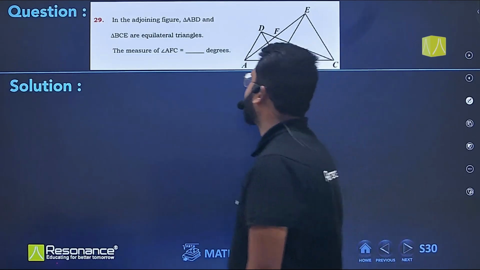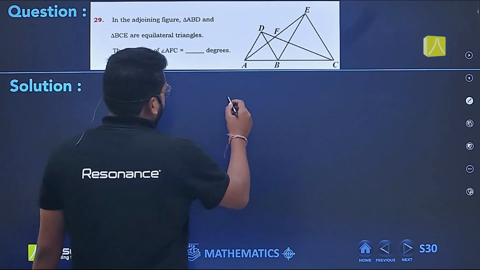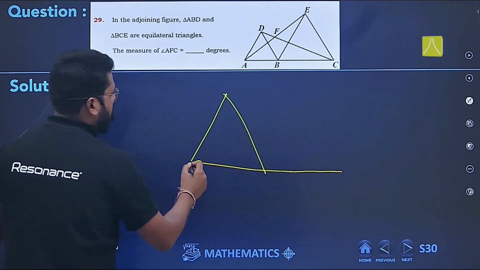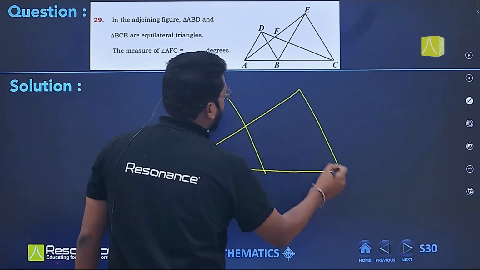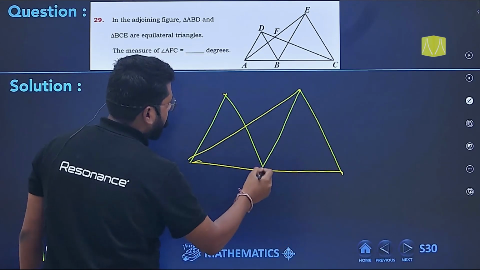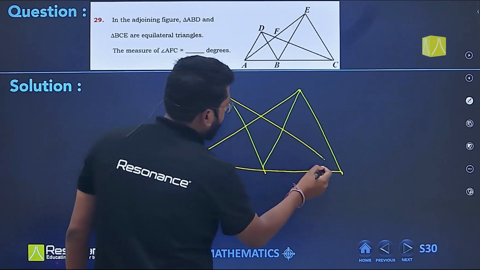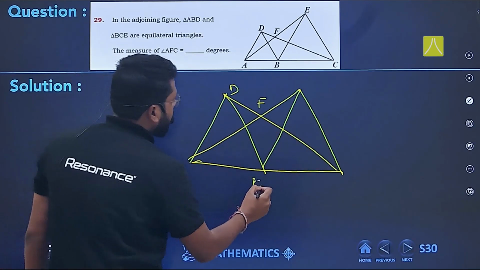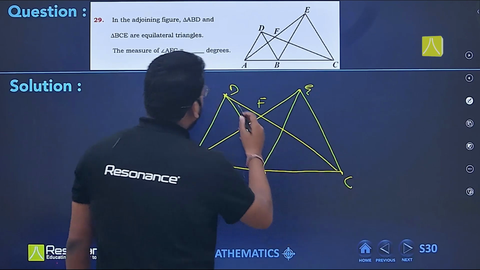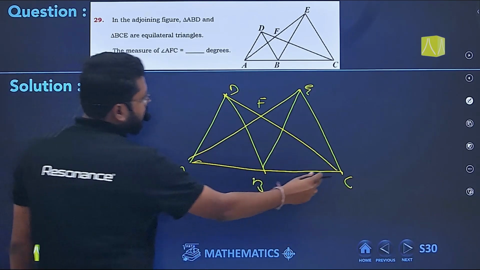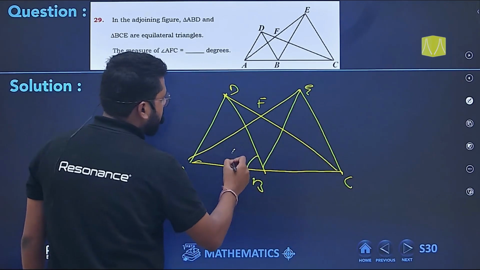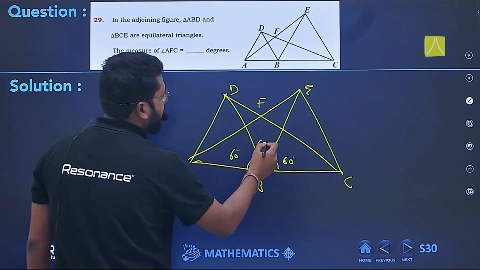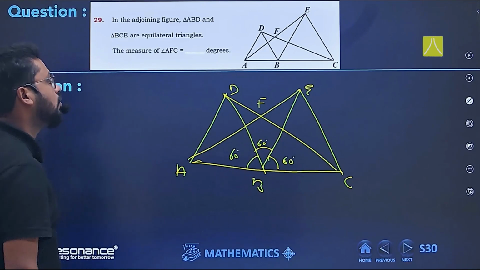Now the 29th question is there, and this is a little bit difficult. It's about congruency. This is F, this is D, this is A, this is B, this is E, and this is C. ABD and BCE are equilateral triangles. This means this is 60 and this is 60. So automatically this angle is also 60, and this is also 60.